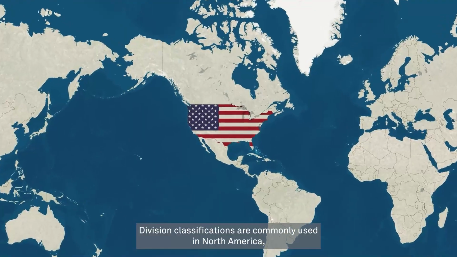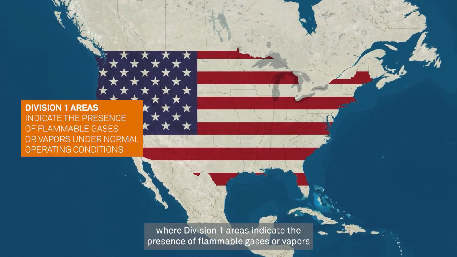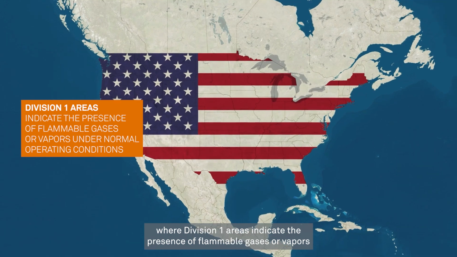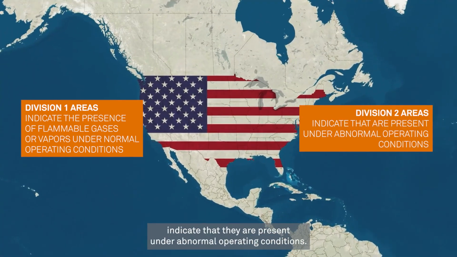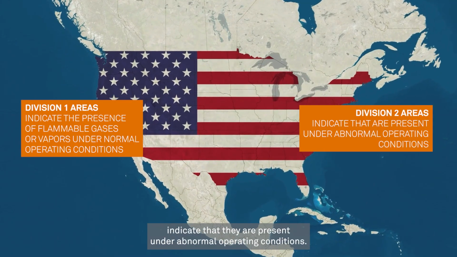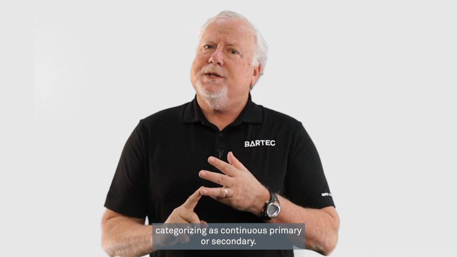Division classifications are commonly used in North America, where Division 1 areas indicate the presence of a flammable gas or vapor under normal operating conditions, and Division 2 areas indicate that they are present under abnormal operating conditions. The classification considers the grade of release, categorizing as continuous, primary, or secondary.